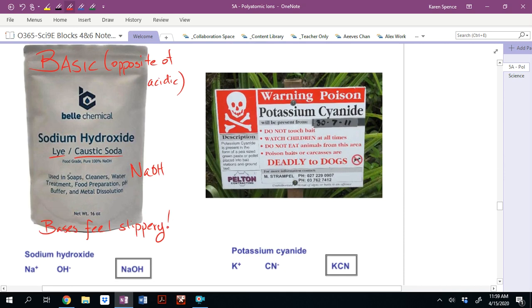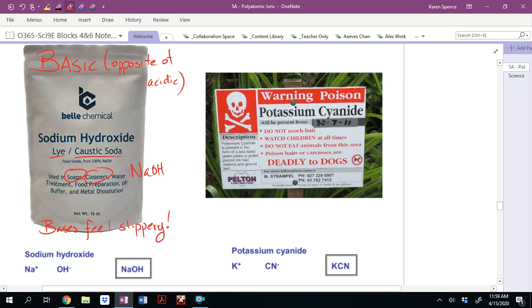So it is used in soaps and cleaners. Why is that? Because it makes things slippery, and so everything will just wash right off. It has some other properties as well, but that is one of the reasons we use it to make soaps. It's used in food preparation too, but you'd have to dilute it a lot, otherwise it would eat right through you.